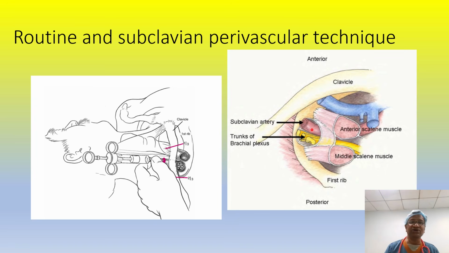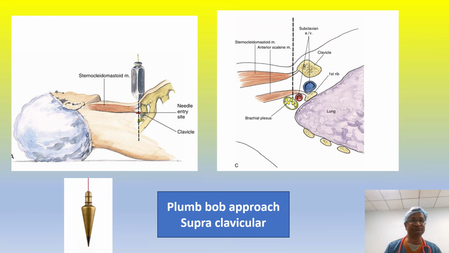You can also do a subclavian perivascular approach: palpate the subclavian artery, push it medially, and go laterally to hit the brachial plexus. You can also use the plumb bob approach. A plumb bob is this machine; the wire is made straight by it. So directly press just above the clavicle in the interscalene groove, go directly here and hit the brachial plexus like this. There is always a risk of pneumothorax here in subclavian.